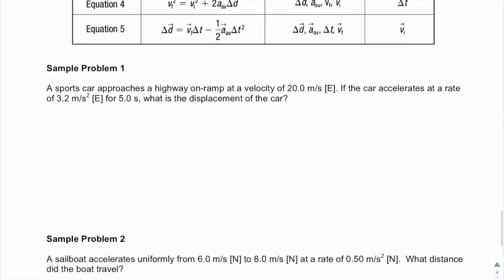Sample problem number 1. A sports car approaches a highway on-ramp at a velocity of 20 meters per second east. If the car accelerates at a rate of 3.2 meters per second squared east for 5 seconds, what is the displacement of the car? Take a look at all the variables given.